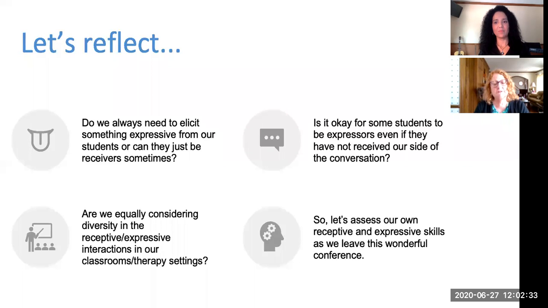Another thing is for us to think about our diversity and how do we have multiple ways for students to respond. Universal design is very, very helpful in thinking of all these things. And finally, thinking about our own receptive and expressive skills. How do we interact with our peers? How do we interact with paraprofessionals? How do we interact with other students? All of these are things that we are using to model both receptive and expressive language to the students that we are working on or working with.